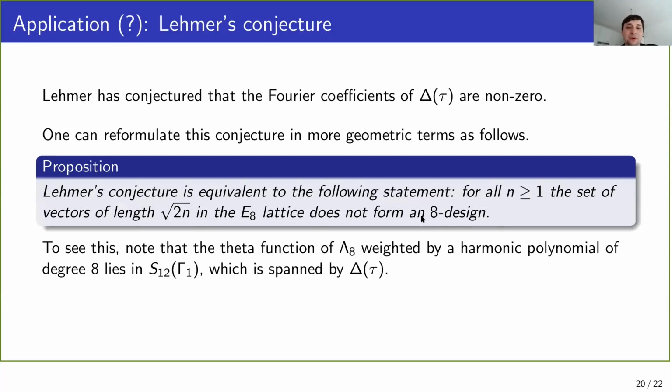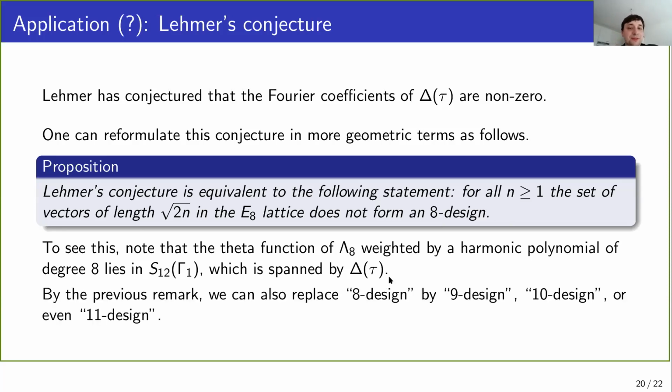You look again now at harmonic polynomials of degree 8. You have to check that the first shell is not an 8 design. So at least for one polynomial, it doesn't vanish. And then it shows that the weighted theta function for that polynomial is a multiple of delta of tau. And so whenever you have a vanishing coefficient in delta of tau, you would have an 8 design. And in the other direction, if you never have an 8 design, you can't have vanishing here.